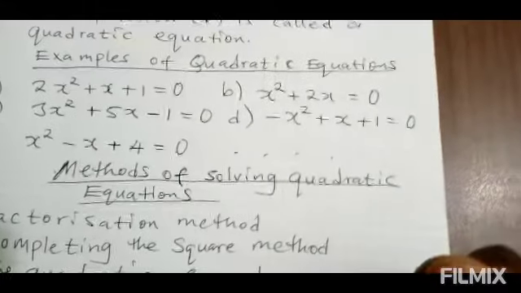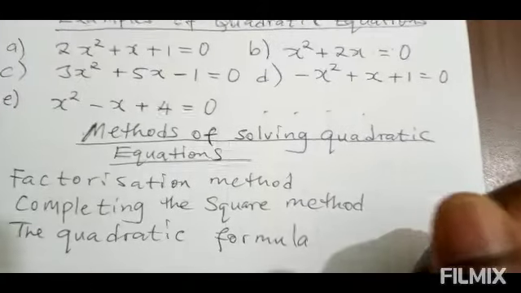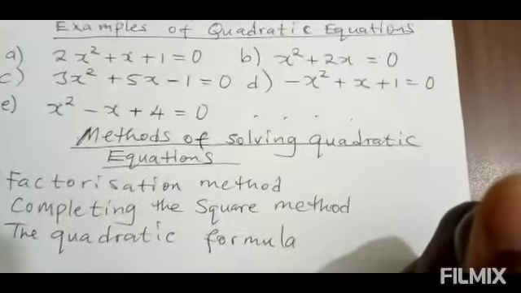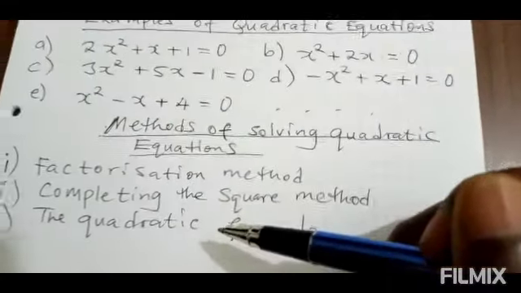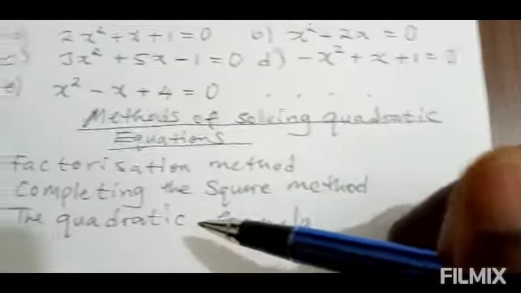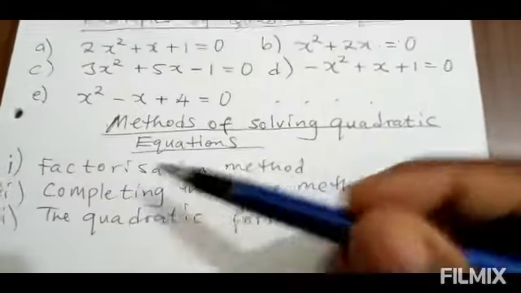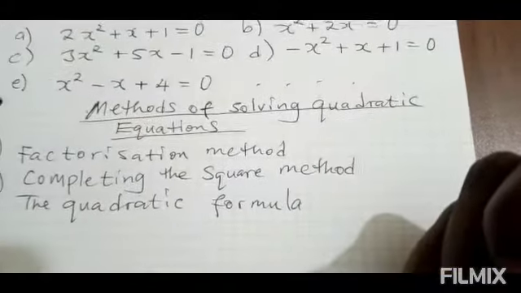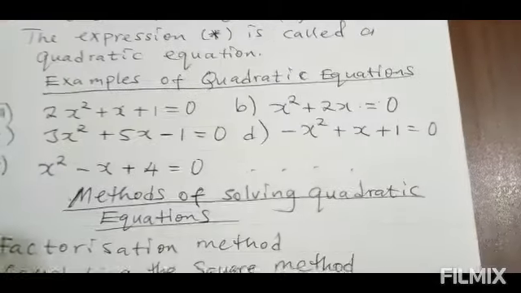Okay, now let's talk about the methods of solving quadratic equations. There are three methods of solving quadratic equations. These are the discrete methods. Okay, there are other methods, of course, which will be numerical methods, but these are the discrete methods. So the first one is the factorization method, the second one is the completing the square method, and the third one is the quadratic formula. Okay, you just need to know the formula and solve the equation.